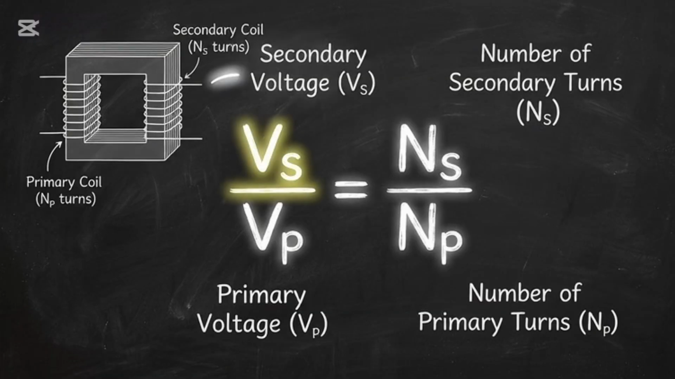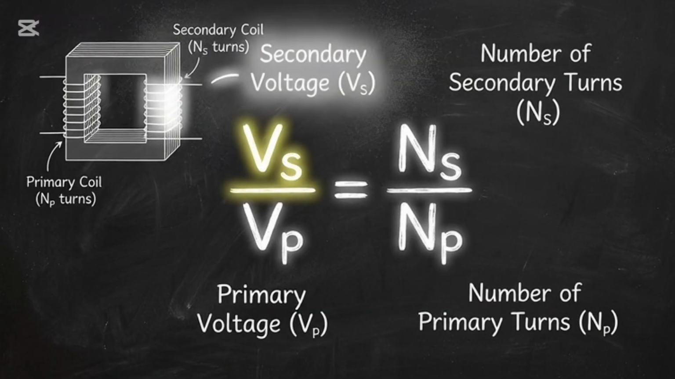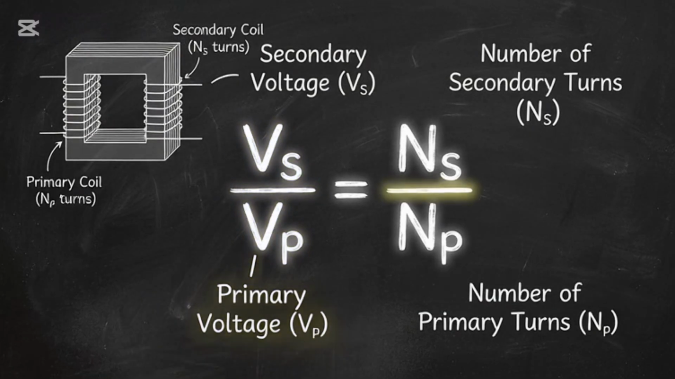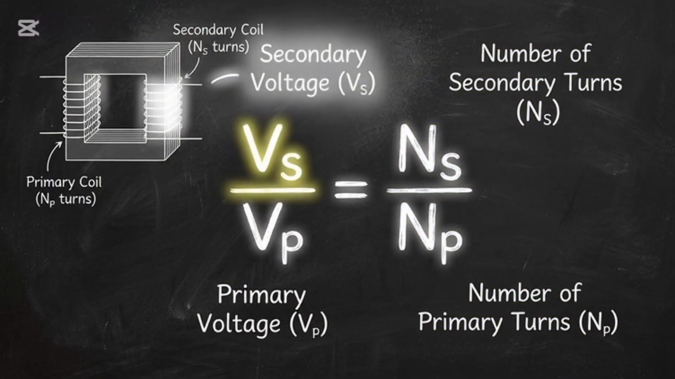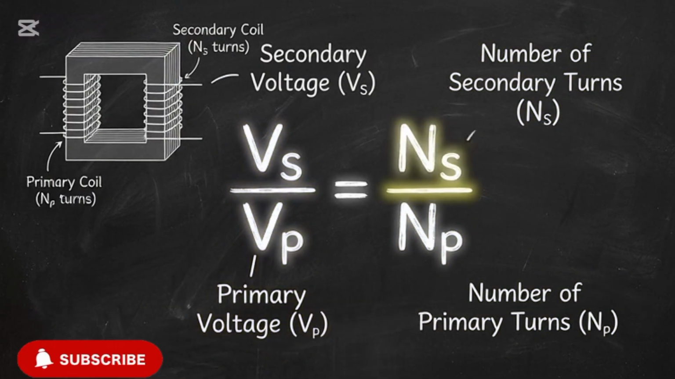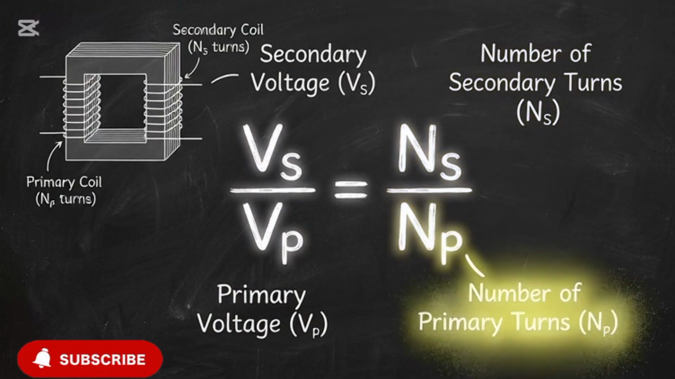The turns ratio formula, Vs over Vp, equals Ns over Np. Secondary voltage to primary voltage equals secondary turns to primary turns.